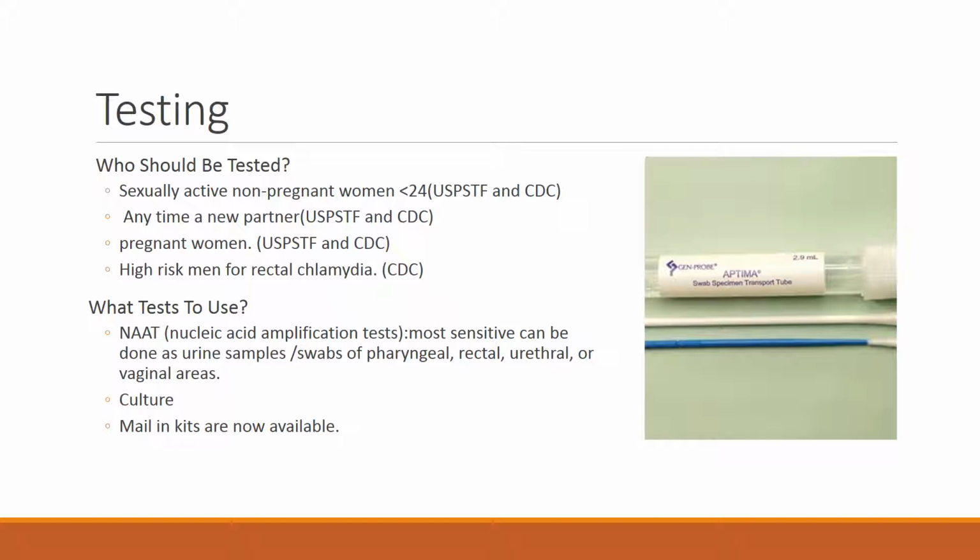So when we do testing, the most sensitive testing is the nucleic acid amplification test, the NAAT, N-A-A-T. And that can be done in a couple different ways. The first and easiest way to do it, which you will likely see quite frequently, is just a dirty catch urine. First void urine is ideal. It's going to have the most bacteria in it.